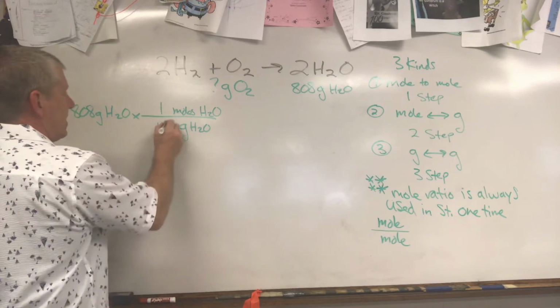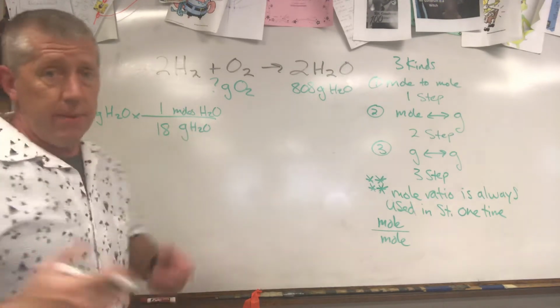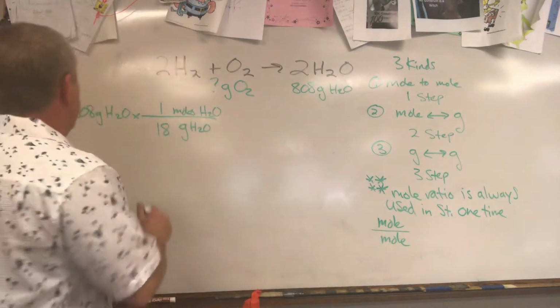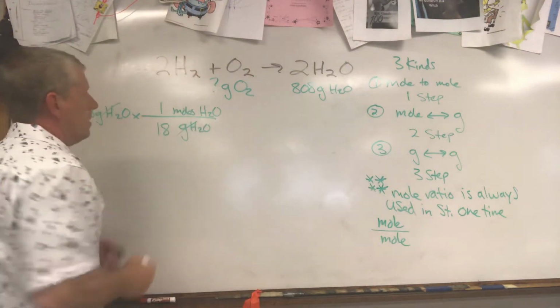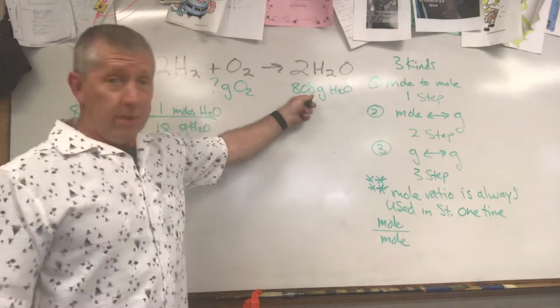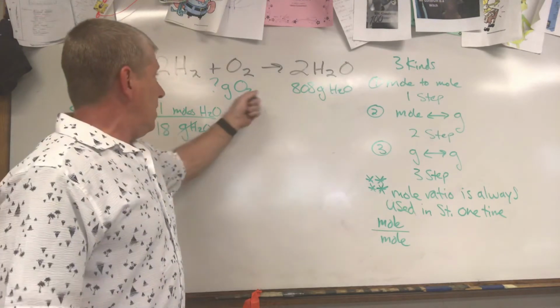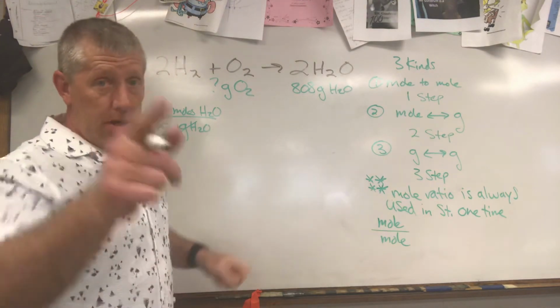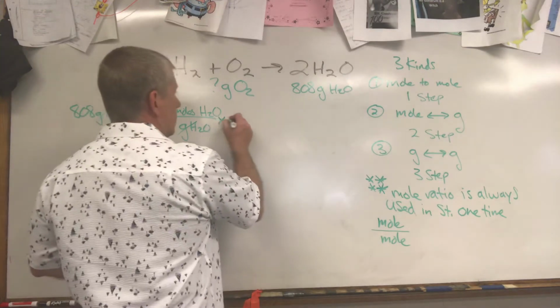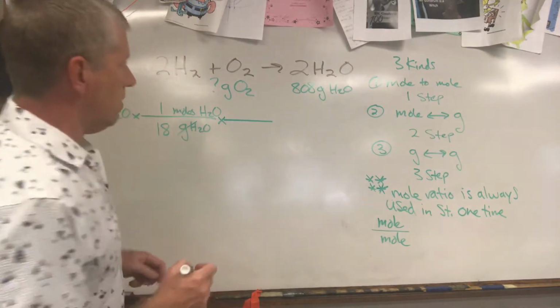Grams of water is 18 when we add up the 2 hydrogens and the oxygen. That cancels out grams of water. Now that gives me moles of water, not even close to what I want. I want grams of oxygen, so I'm not done. Another step. Multiply, divide. Okay, I'm running out of room here.